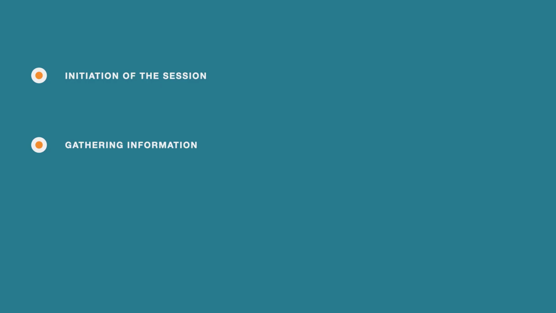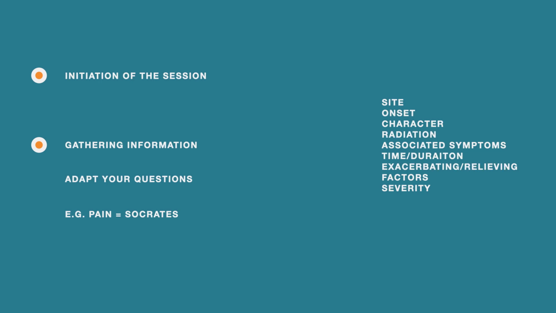After the patient has finished talking about their presenting problem, you should move on to the stage of the interview where you gather information. At this point, you need to adapt your questions according to the reason the patient has come. For example, if the patient is talking about pain, you could ask for more information using the SOCRATES approach. That stands for site, onset, character, radiation, association, time course, exacerbating factors, and relieving factors.